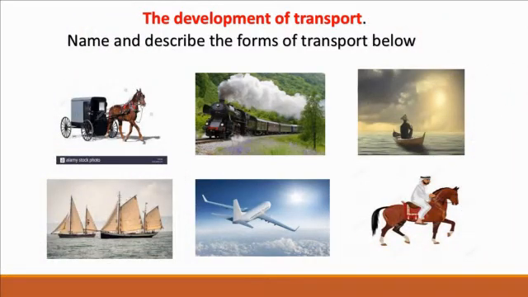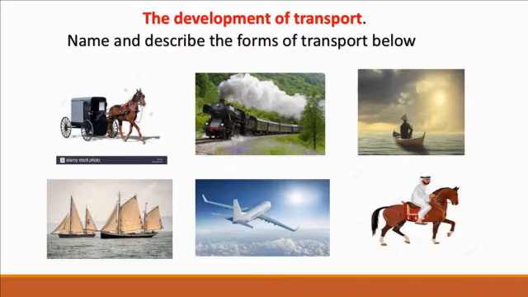In this slide, we shall see the development of transport. On this slide, you are requested to name and describe the forms of transport below. The first one is a cart. It's called animal drawn cart. It's not a cart the animal that we know, but it's a horse that behind the horse there is a cart where the person traveling was getting inside there and the horse was moving.